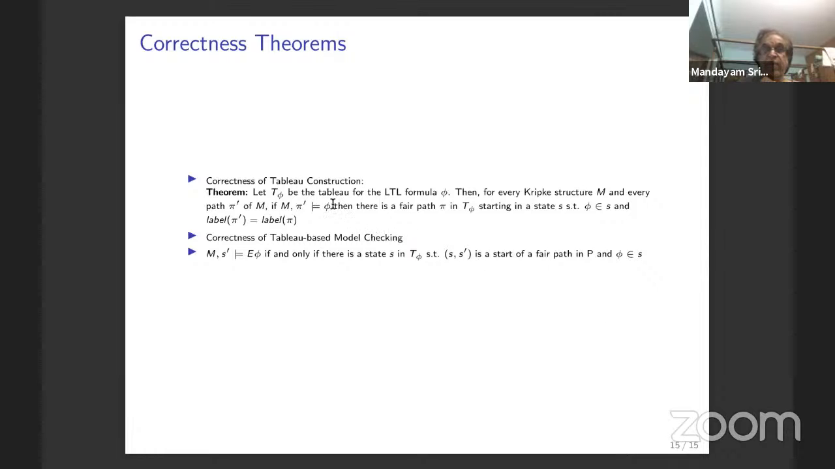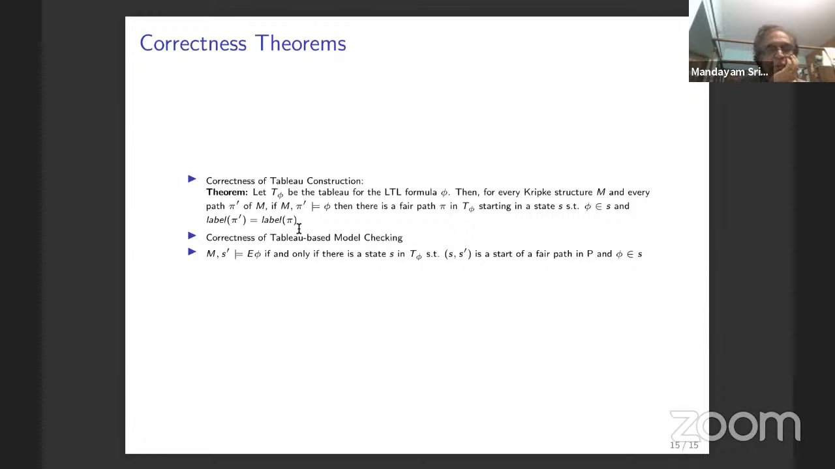So let T phi be a tableau for an LTL formula phi, and for every Kripke structure M and every path pi prime of M, if pi prime of M is true, this pi prime satisfies the path, then there is a fair path pi in T phi starting in a state S such that phi belongs to S, and label of pi prime will be equal to label of pi.